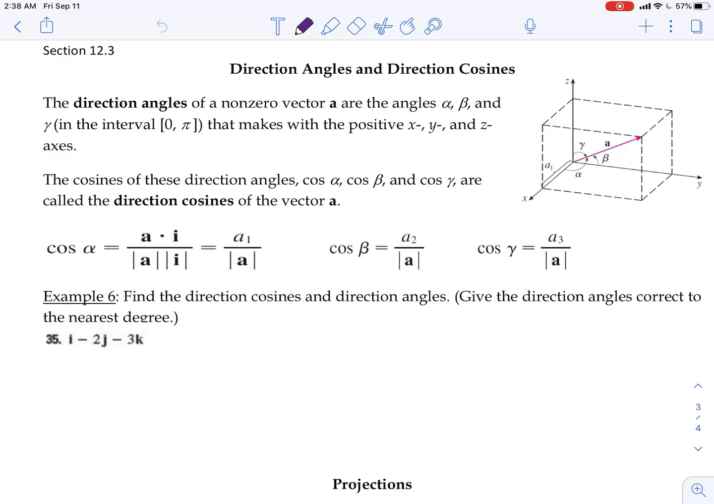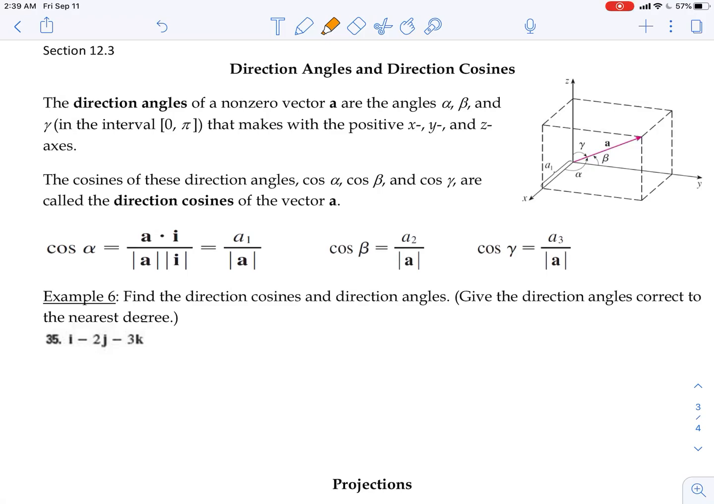Alright, welcome to page 3 of the notes, and we're going to talk about direction angles and direction cosines. What a direction angle is: whatever vector we have, here we have vector A over on the right, it's going to have a certain degree measure. It's going to be angled away from each axis a little differently.